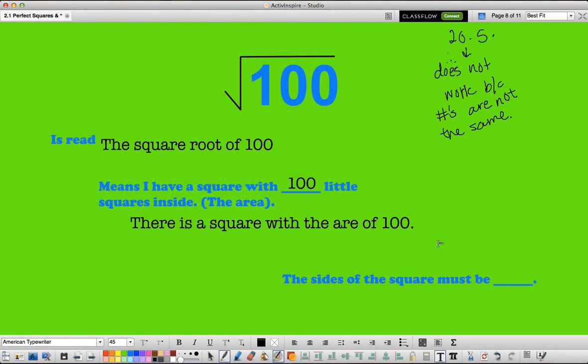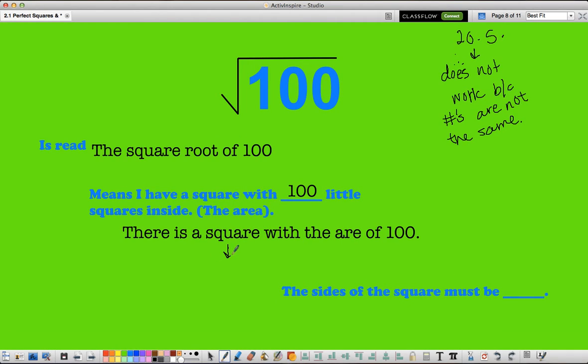Since it's a square, I know that both sides have to be equal. So length has to equal width. And so I know that 10 times 10 gives me 100. So I know that that means 10 squared, and I know that the square root undoes the squared exponent, so that gives me 10.